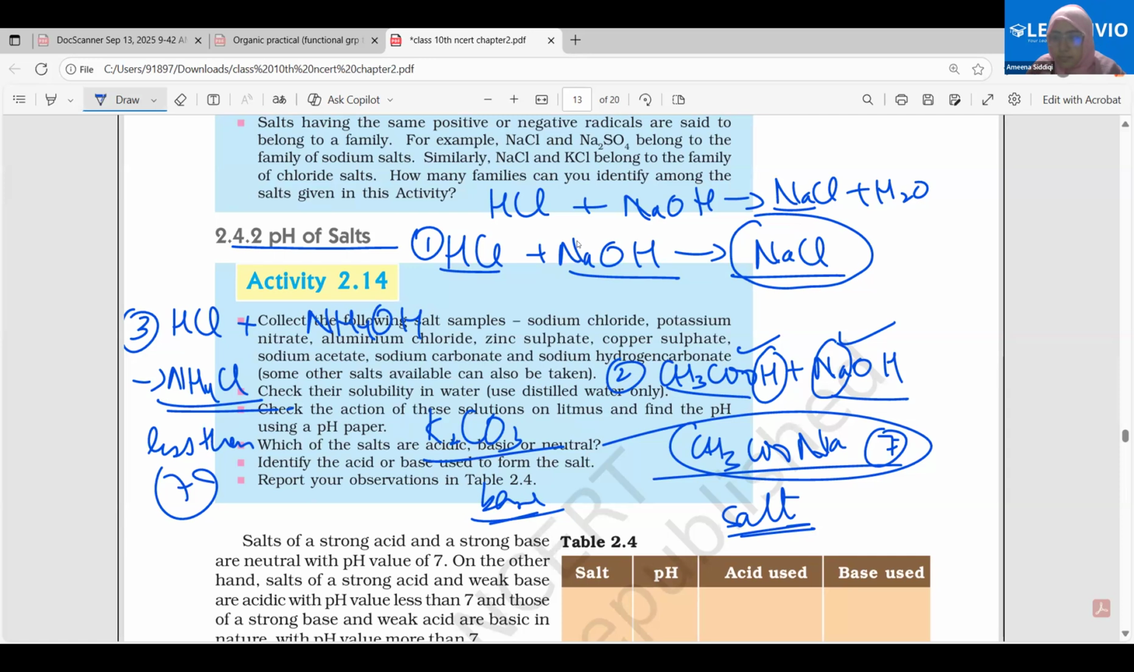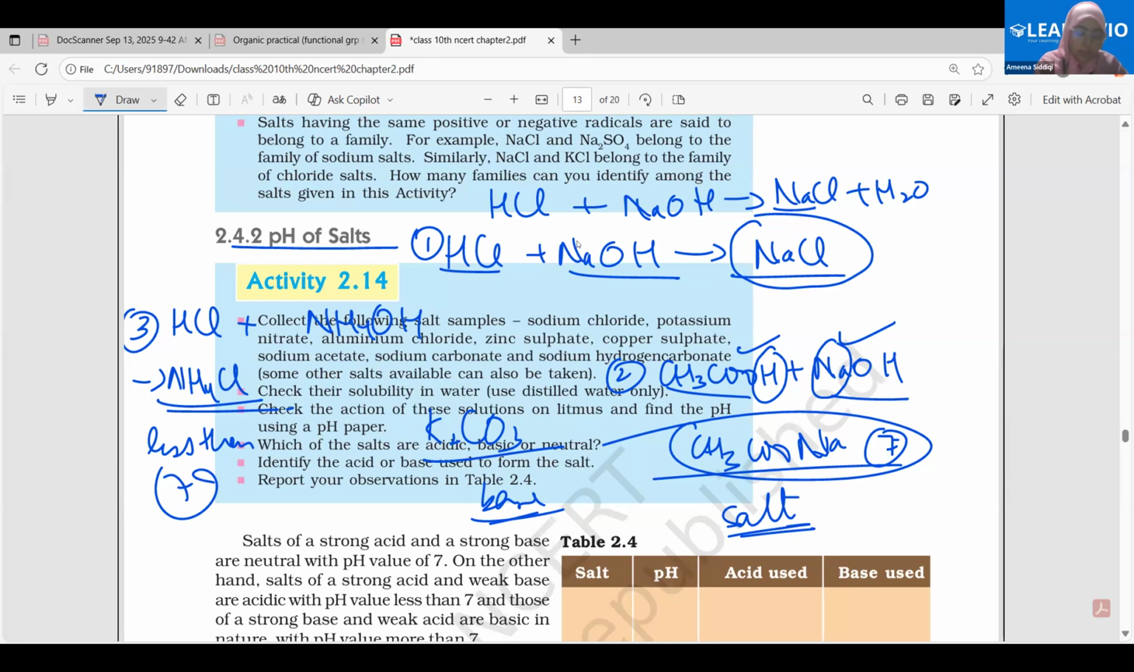Yes, children. Sodium carbonate, and it will be more towards the base again because sodium hydroxide is a strong base. Excellent. Okay, so we will get sodium carbonate.